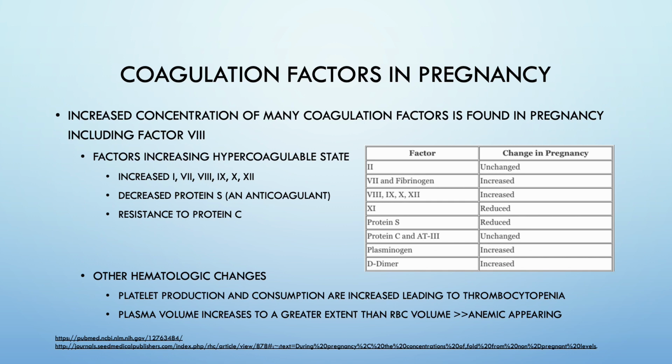The anticoagulants, protein C and S, either decrease or there's an acquired resistance, which is the case with protein C. There are some other hematologic changes as well. Both platelet production and consumption increase, and this leads to thrombocytopenia, which for those of you who have been on the OB floor have certainly seen. Plasma volume tends to increase, but it increases more than red blood cell volume increases, and so this leads to anemia even though the overall blood volume is increased.